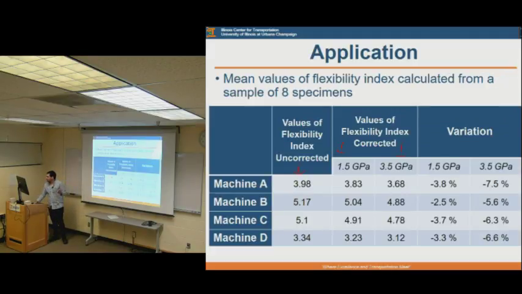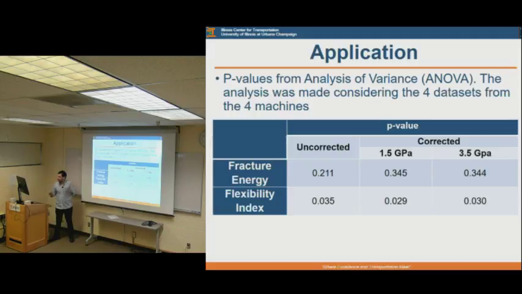We had, how many specimens do we have? 8 specimens. So you look at the p-values here. We take the p-value significance as 0.05. If the significance is bigger than 0.05, you're saying that these data are coming from the same sample set. This is what you see for the fracture energy.